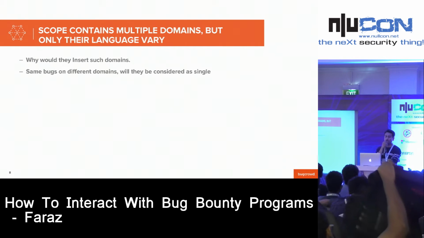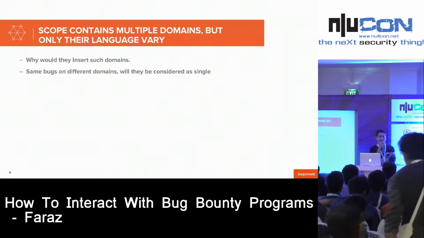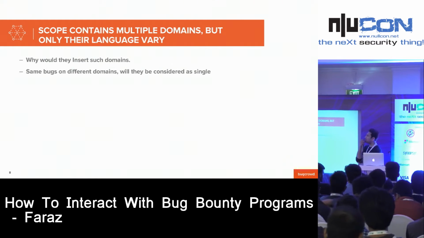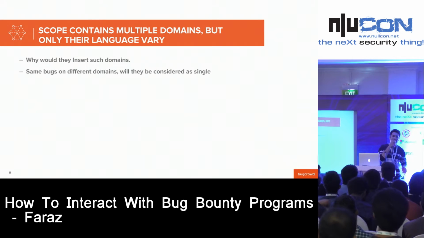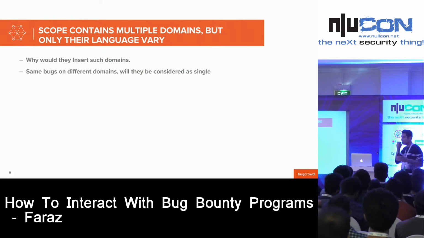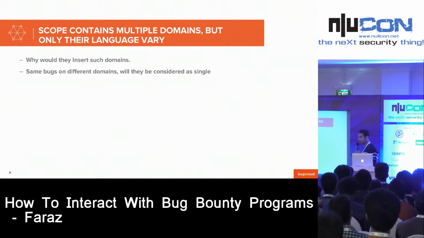Scope contains multiple domains, but only their language varies. So there are many programs where they have multiple domains listed. One of them is French, Spanish, English, Chinese. All of them look alike. Everything is the same, but the only difference is their language.